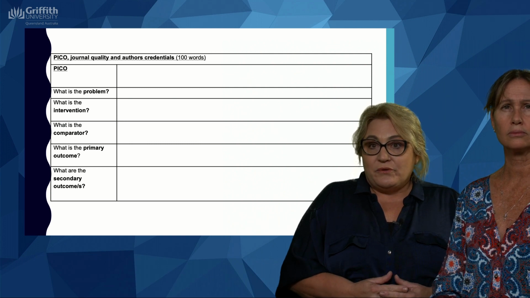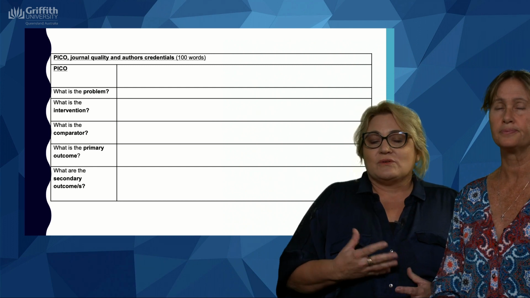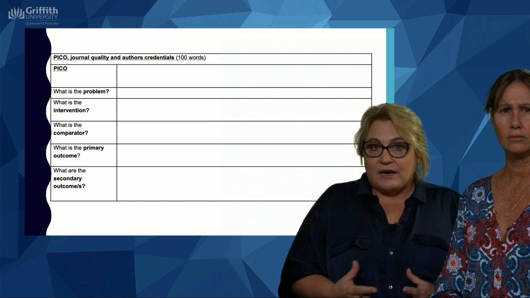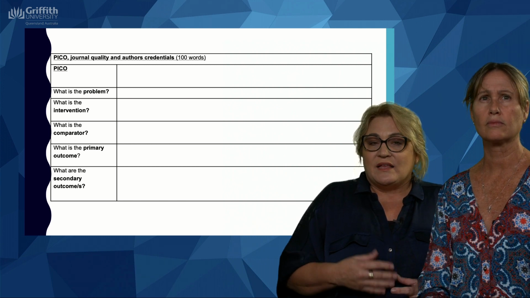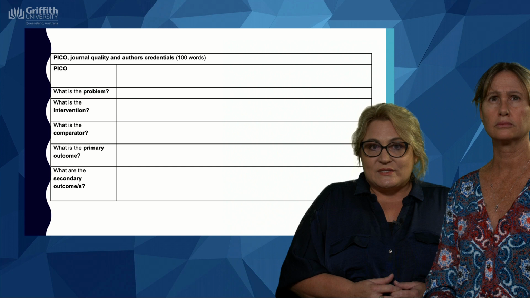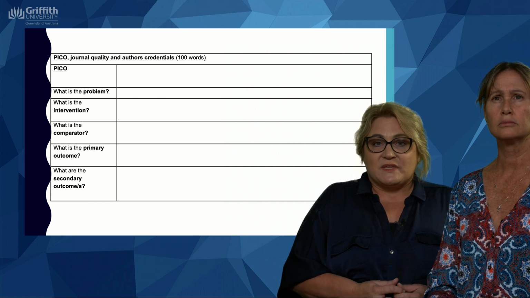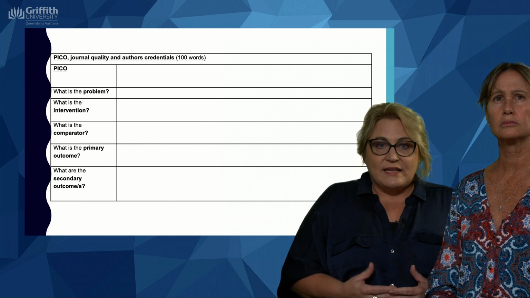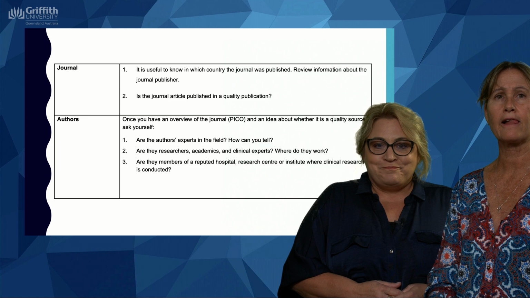We did the PICO, so we worked through that in tutorial, looking at the problem, looking at the intervention or the comparison, and what were the primary or secondary outcomes. That is around 100 words. So what you will do is you'll populate the template with information from the article, and then you will write that up in an essay format. Moving on from this section.